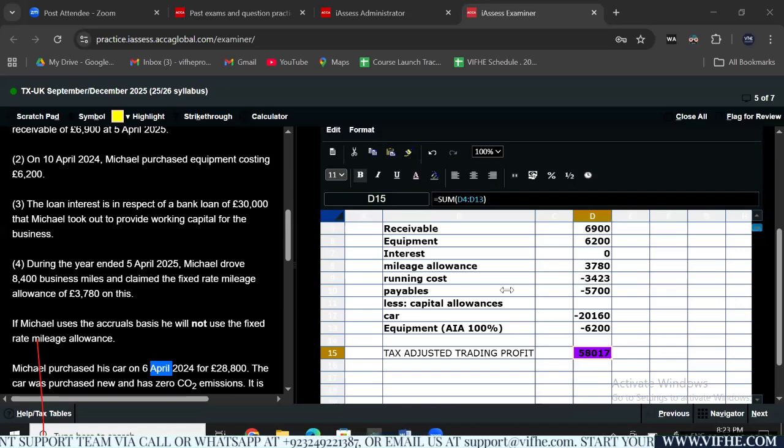But in case of cash basis, one has a choice either to use only approved mileage allowance for passenger, or if not, then they can use the actual running expense paid for business purposes as well as the capital allowances for car.